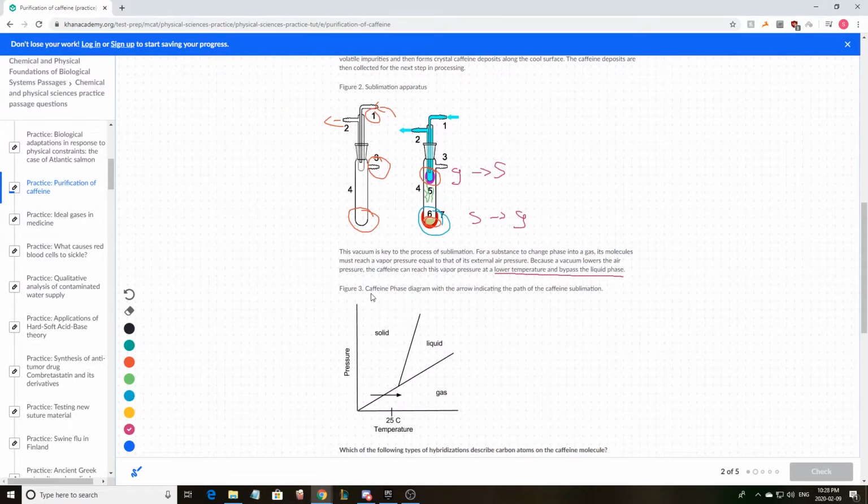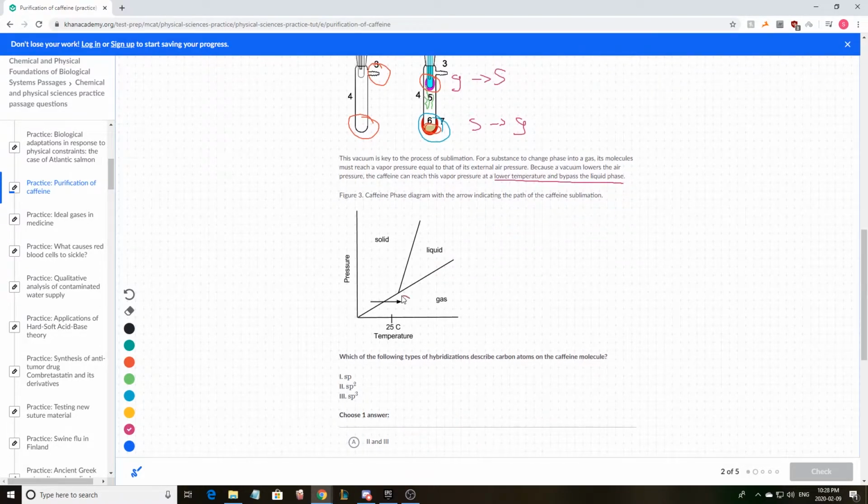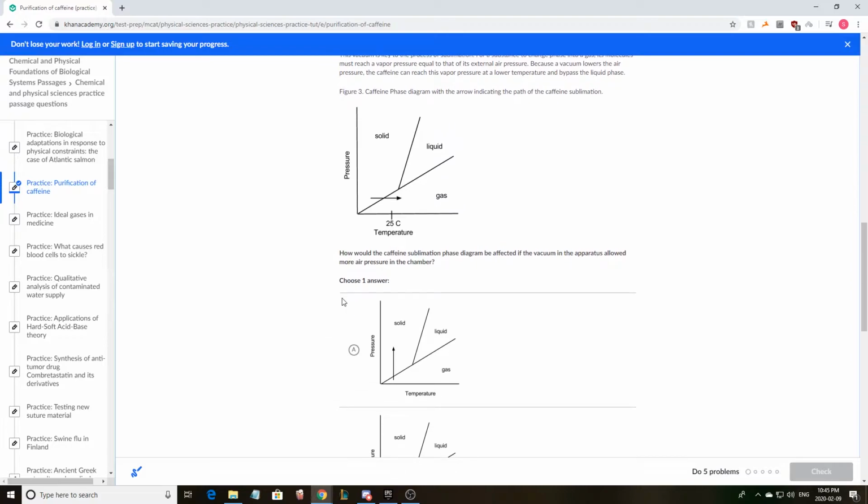And then it shows the caffeine phase diagram with the arrow indicating the path of the caffeine sublimation. So you can see here it goes straight from solid to gas. At no point does it cross to the liquid phase. So the first question states, how would the caffeine sublimation phase diagram be affected if the vacuum in the apparatus is allowed more air pressure into the chamber?